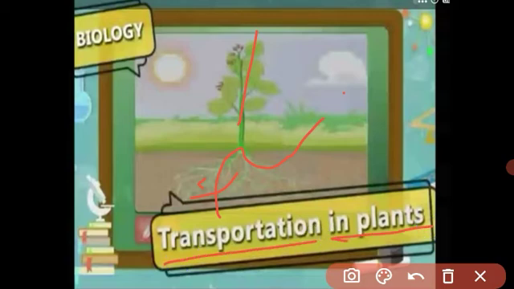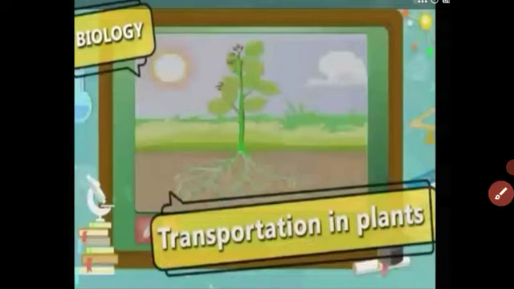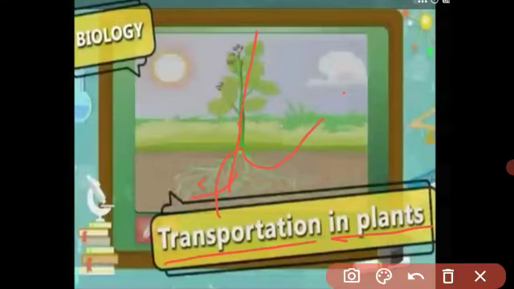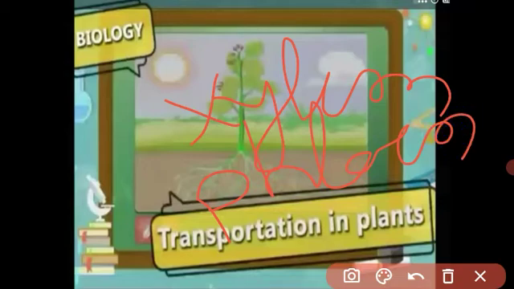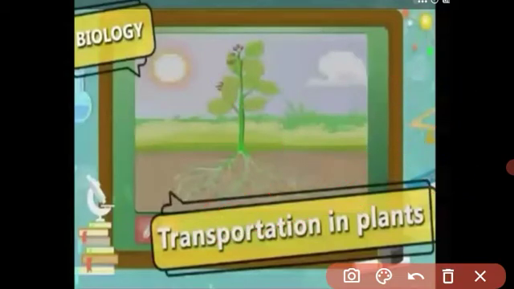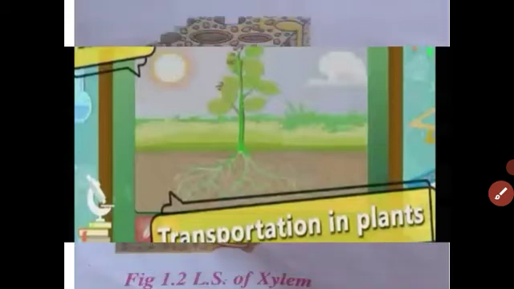As you know, a plant is also a living thing. A plant requires water, minerals and food, and there is a conducting system present in the plant, and due to this conducting system the plant can transport water, minerals and food. This conducting system consists of two main types of tissue. In the last lecture I explained what xylem and phloem are. In this video we are going to study the xylem tissue and phloem tissue in detail. Let us start today's lecture.